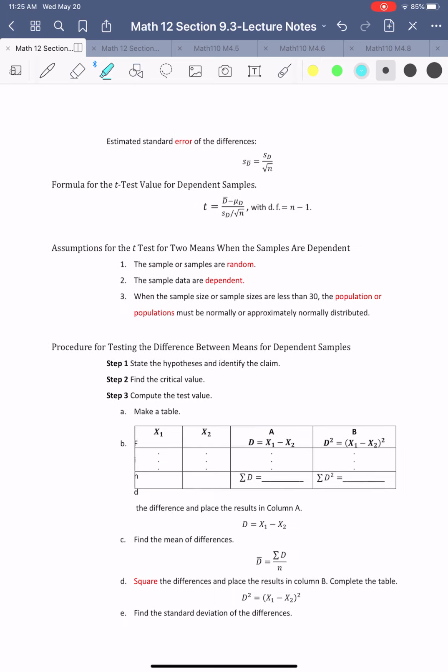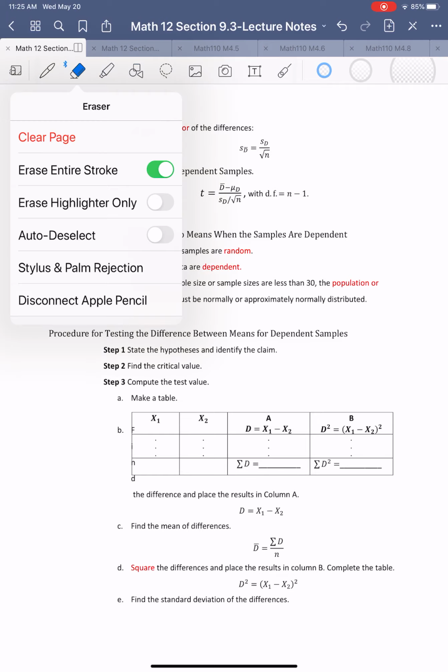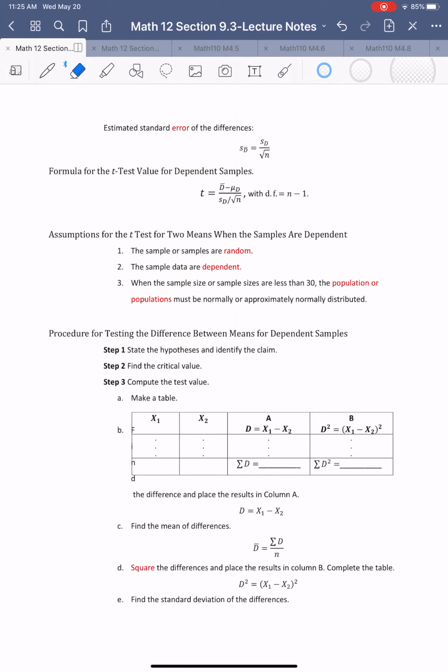Let's look at the next page. We estimate the standard error of the difference, d bar, which comes out as s of d bar, which is s of d divided by the square root of n. So this is the formula for the t-test value of the dependent sample. The degrees of freedom is n minus 1.